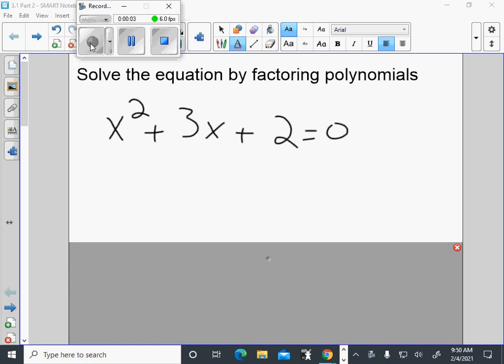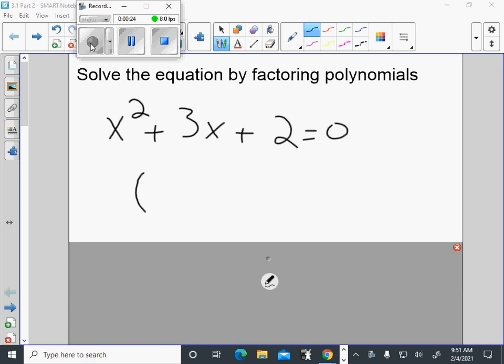Okay, the second part of 3.1, we're going to be solving these equations. But if you look, solving these equations isn't just as easy as subtracting and dividing out. We actually have to factor. We have to factor out these polynomials. And it's okay. We're going to have a trick.